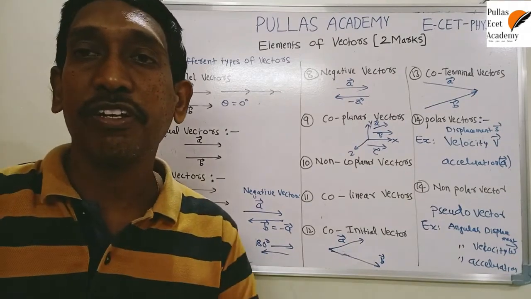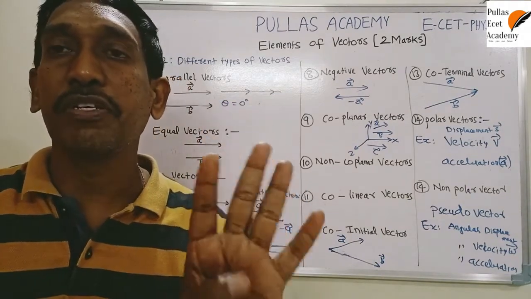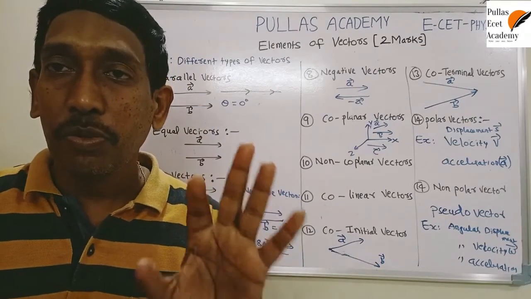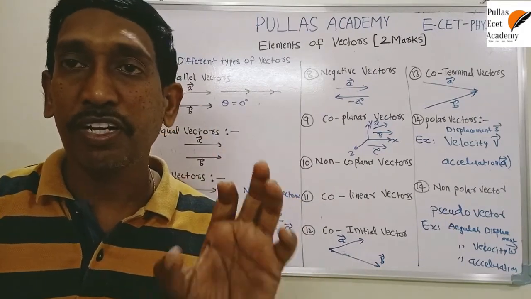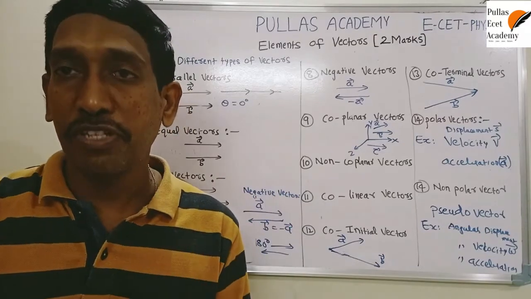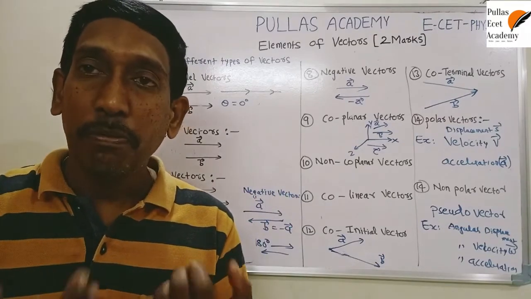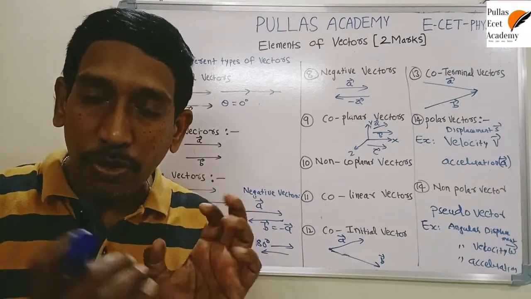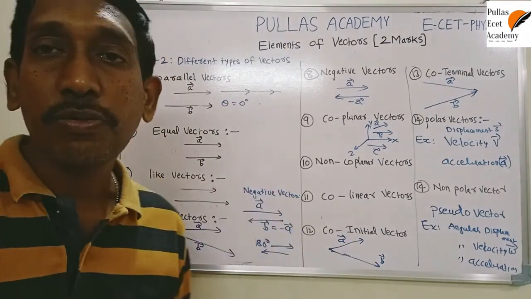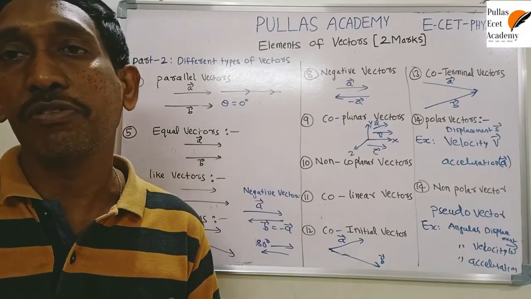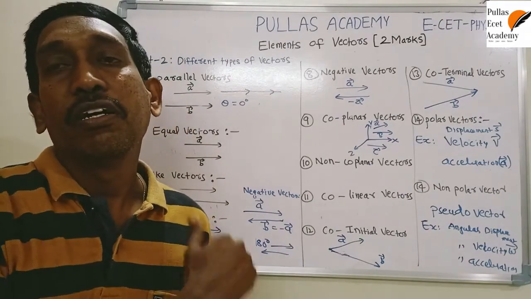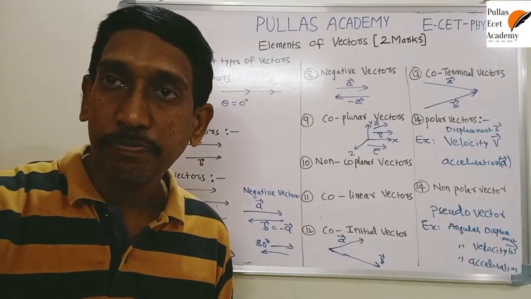Majorly you have to concentrate on the important types, which are three: unit vector, zero vector, and position vector. Mainly concentrate on unit vector and position vector, because previously the maximum questions were repeated on these two types of vectors. If you know this entire concept, then even if a different question is asked, you can attempt it very easily. These all are the basics of elements of vectors.